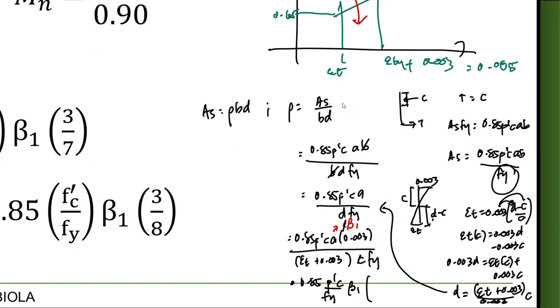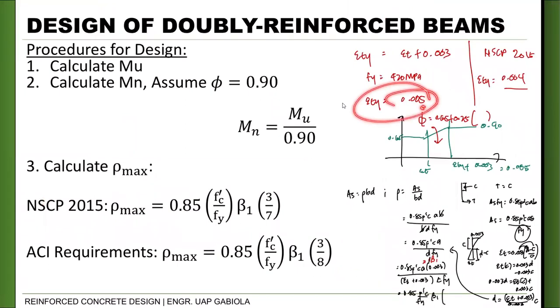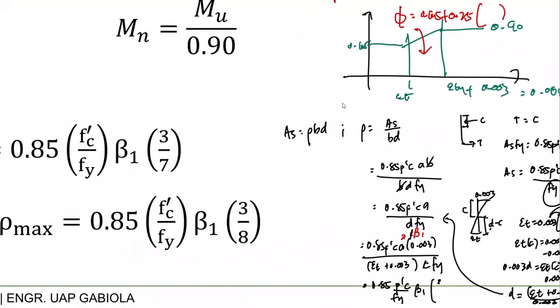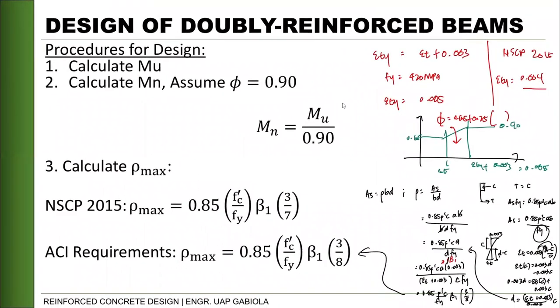Then, mangyayari dito, since maximum pinag-uusapan natin, sabi nga natin sa ACI, 0.005 siya. So, ito magiging 0.005 plus 0.003. So, 0.008. Kaya pwede maging 3/8 na lang siya. Okay? Which is, ito yung pinanggalingan nitong sa formula na to sa ACI. Okay? Then for NSCP, since yung EDY natin magiging 0.004. So that is 3/7. Kaya naging 3/7 to 3/8. Okay? So, you don't need to memorize this naman. Pinakita ko lang saan nanggaling.